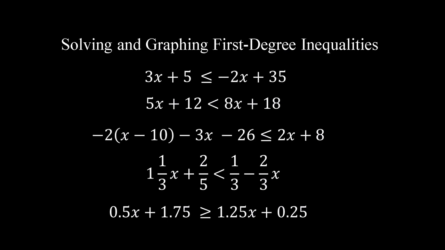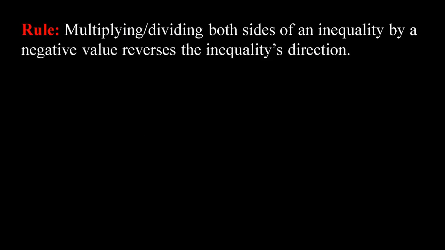In fact, by the end of this video, you will be able to solve examples like these. There is a really important rule here. If we multiply or divide both sides of an inequality by a negative value, we must change the direction of the inequality. Okay, let's start solving examples.